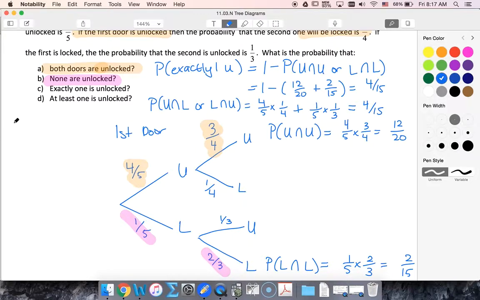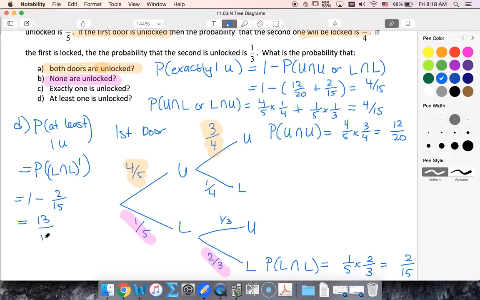Okay, at least 1 is unlocked. Well, that's another way of saying that we don't have both locked. So at least one unlocked is the same as saying the probability that locked and locked didn't happen. So I can do 1 minus, I already know locked and locked is 2 out of 15. That leaves 13 out of 15.